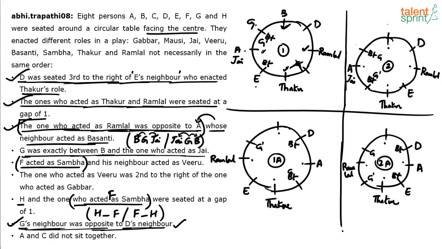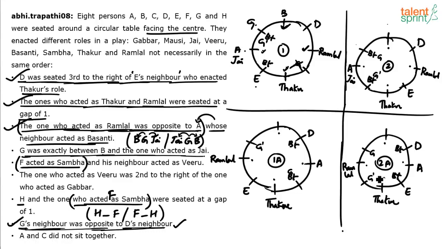Similarly, try 1A. Where can G come? If you take G in this position, B will be coming here and A will become J. If we take G in this position, then this should be J and Ramlal will become B. So multiple possibilities. 1A is not very useful. I mean, we cannot do anything in 1A.